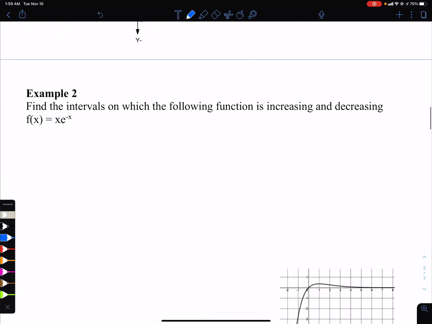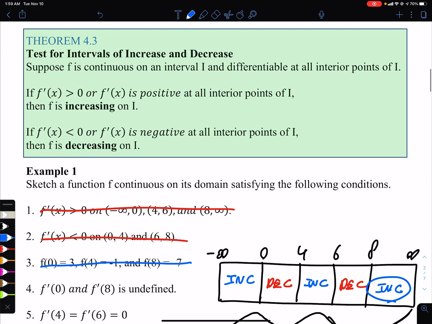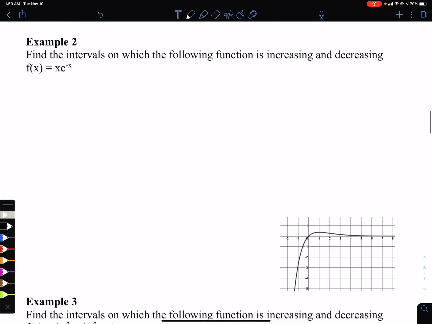Let's keep going. Find the intervals where the function's increasing and decreasing. Well, we learned increasing and decreasing is determined by the first derivative. So let's find the first derivative.